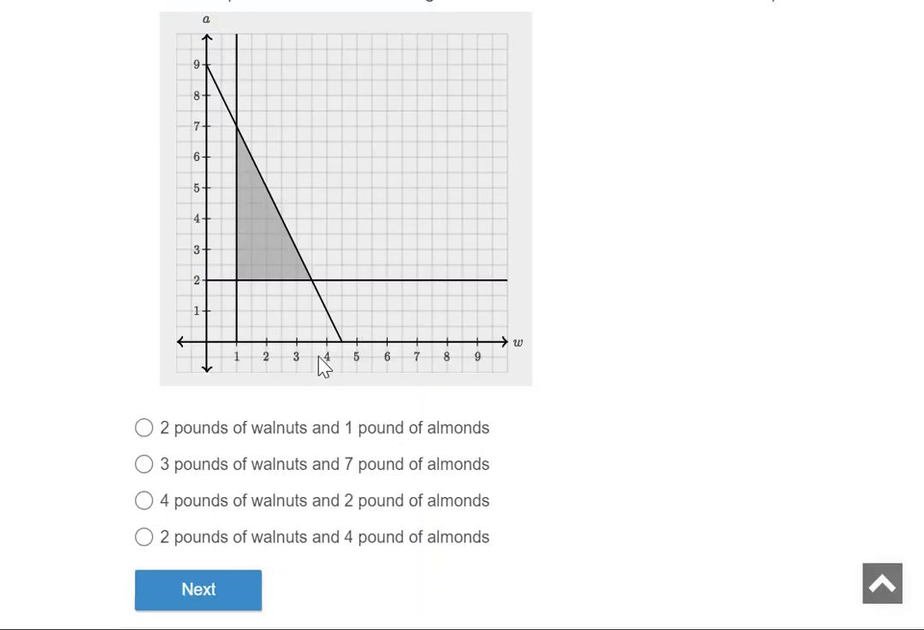4, 2 does not satisfy the inequality. However, 2, 4 sits exactly here, so it satisfies the inequality. So we now know that 2 pounds of walnuts and 4 pounds of almonds is the answer. If you interact with this model, you can solve this problem in less than 30 seconds.